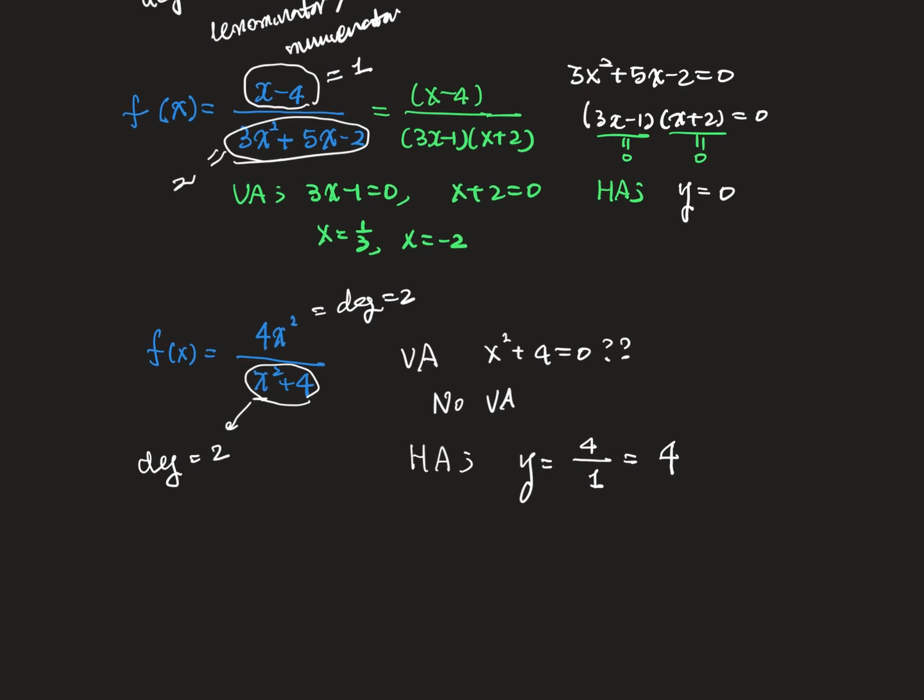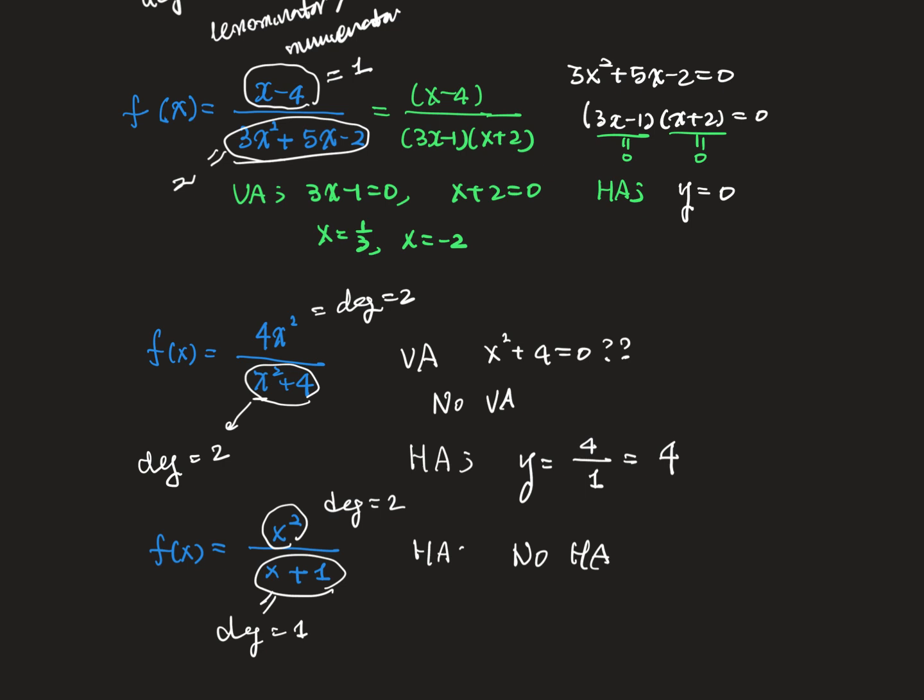Let's do one more example about the horizontal asymptote. So let's have f of x equal x squared over x plus 1. Let's find the horizontal asymptote. What is the degree here? The degree is 2. Here the degree is 1. Which one is bigger? The numerator is bigger, then there is no horizontal asymptote. That's how to find the vertical and horizontal asymptotes.